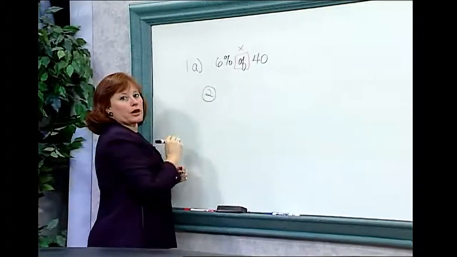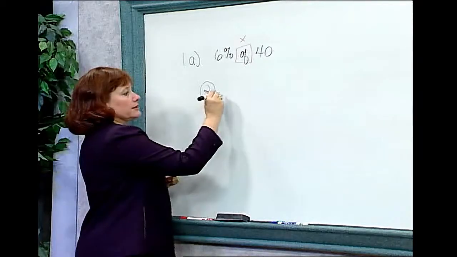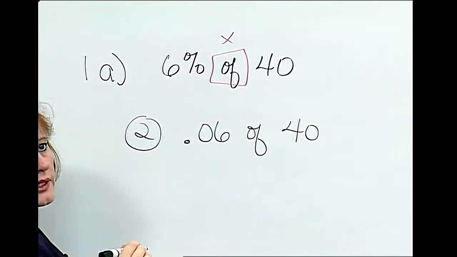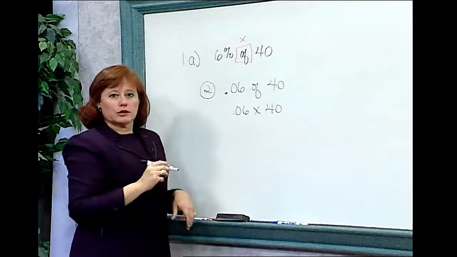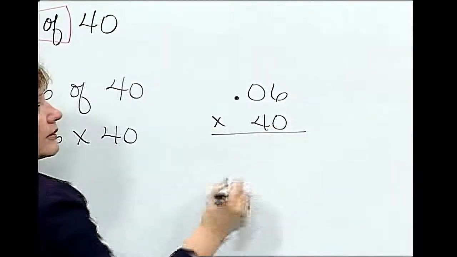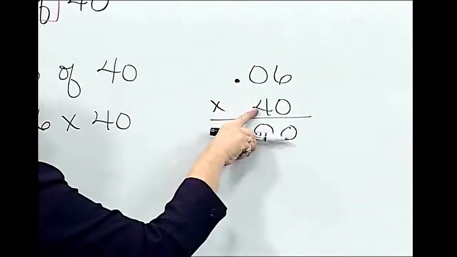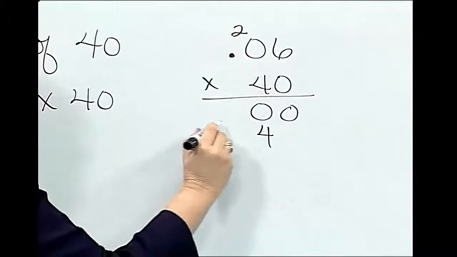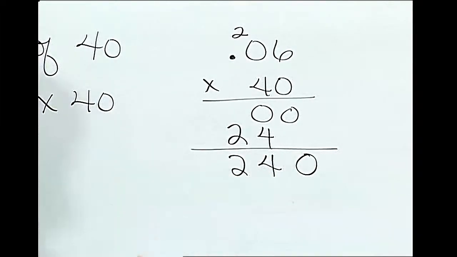The second way to do this problem is to do it by changing the percent to a decimal. 6% is equal to 0.06. So I'm looking for 0.06 of 40, or 0.06 times 40. When I do this multiplication problem, I'll do 0.06 times 40. 0 times 6 is 0. 0 times 0 is 0 as well. 4 times 6 is 24, and I'll carry the 2. 4 times 0 is 0, plus 2 is 2, giving 24. When I add these together, I get 240.